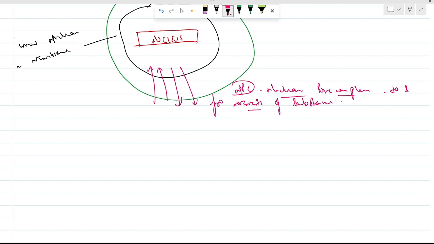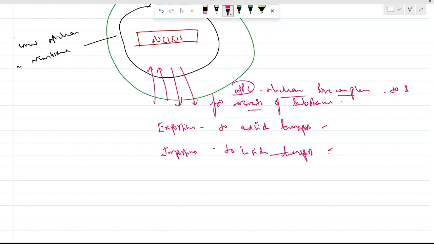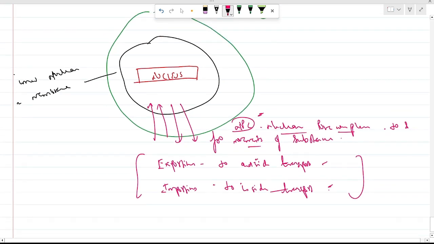The proteins involved here are exportins. Simple to understand, for outside transport. For outside transport, exportins, and there are importins, that is for inside transport. Exportins for outside transport and importins for inside transport. These two are present in the nuclear pore complex for to and fro movements of the substances.